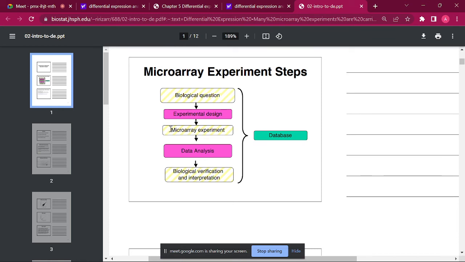So this helps you to get the expression of all the genes. And after performing the microarray experiment, you will get the data here. आपने experiment perform किया and you will get the data. After getting the data, you have to perform the data analysis. जो मैंने अभी complete pipeline समझाई है. This is known as data analysis or differential expression analysis.